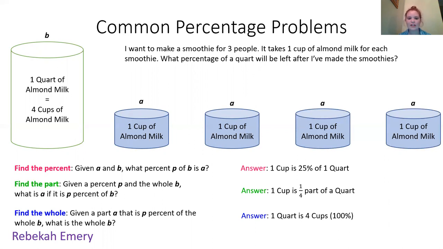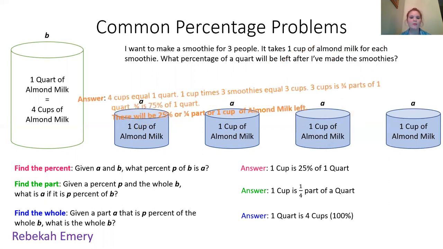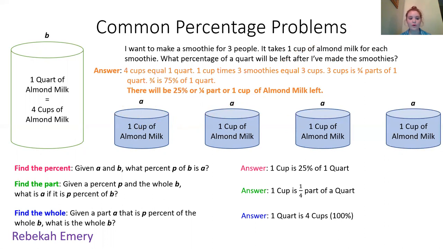So to answer my question, what percent of a quart will be left after I've made the smoothies? My answer is 4 cups equal 1 quart. 1 cup times 3 smoothies equal 3 cups. 3 cups is 3/4 part of 1 quart, and 3/4 is 75% of 1 quart. Therefore, there will be 25% or 1/4 part or 1 cup of almond milk left.